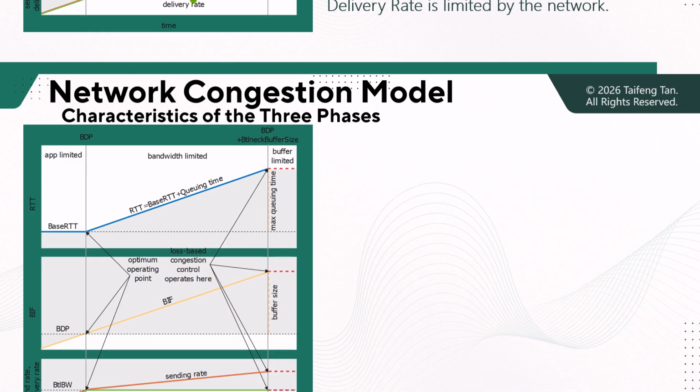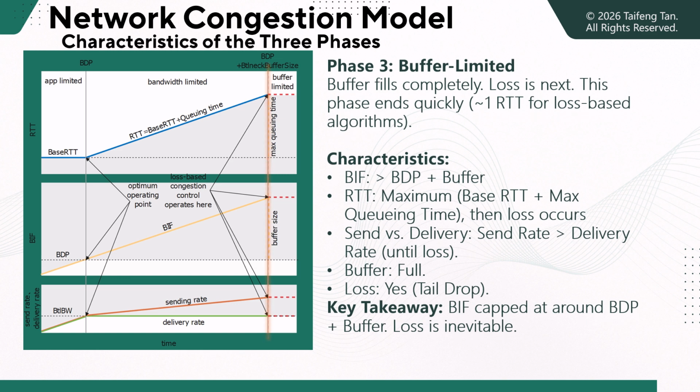Finally, in the buffer limited phase, the buffer fills completely. Any new data is dropped. For loss-based congestion control algorithms like Cubic or Reno, this phase is very short. It usually lasts only about one round trip time before they detect the loss and enter recovery.